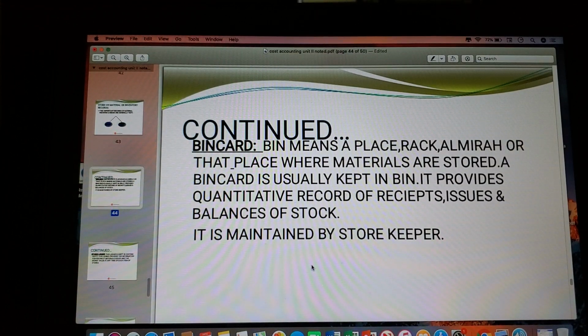Bin card. Bin means a place, rack, almirah, or that place where materials are stored. A bin card is usually kept in the bin. It provides a quantitative record of receipts, issues and balances of stock. It is maintained by the storekeeper.